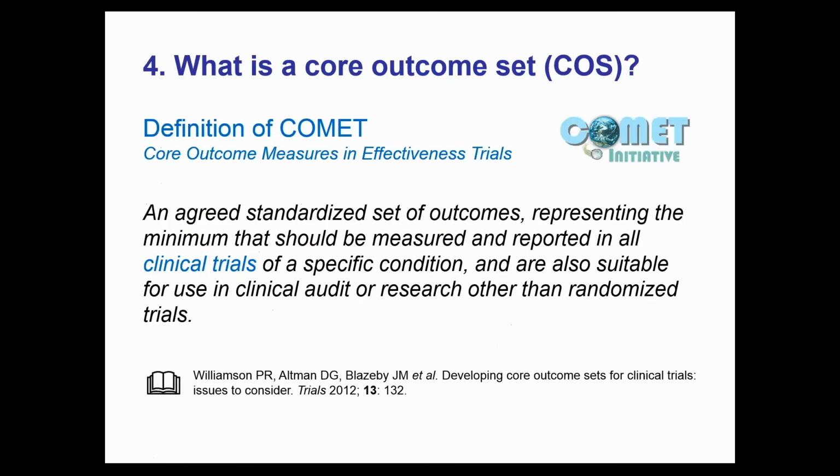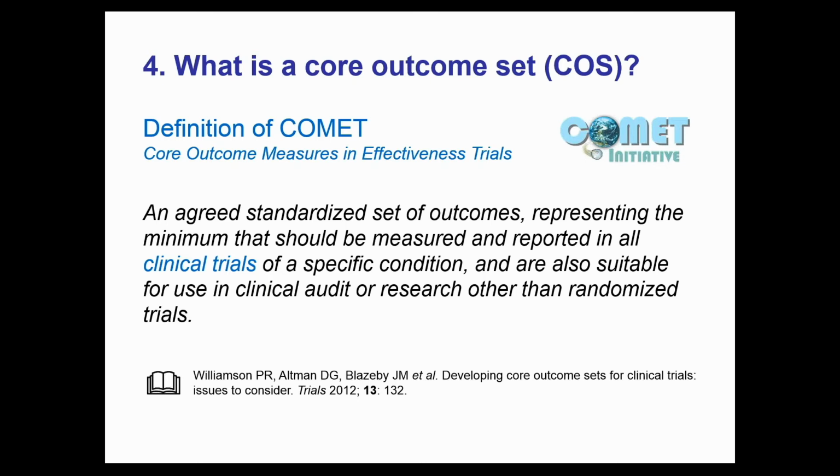So what is a core outcome set? After OMERACT, around 6 or 7 years ago, a group in the UK started to look at the OMERACT way of developing core sets and said, actually, this is also what we should do for other diseases. And they established this organization called COMET, which is the Core Outcome Measures in Effectiveness Trials initiative. And they defined a core set as an agreed standardized set of outcomes representing the minimum that should be measured and reported in all clinical trials of a specific condition and are also suitable for use in clinical audit or research other than randomized trials. And this comes also close to what OMERACT is doing.